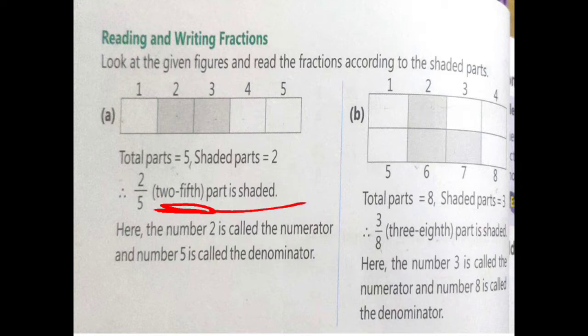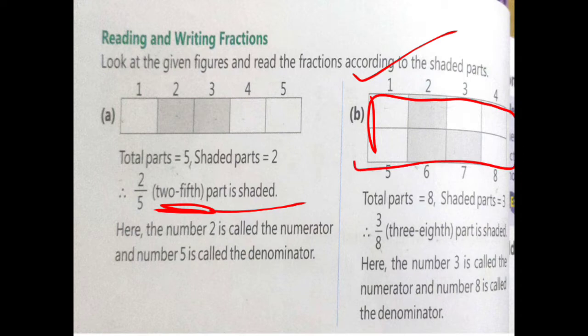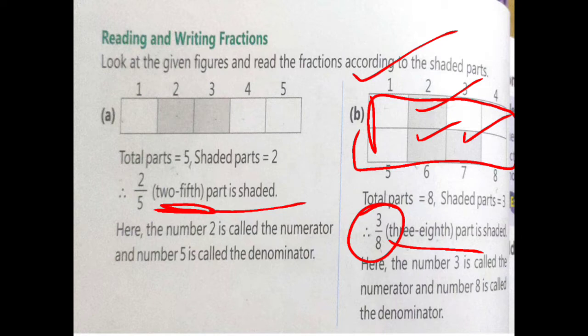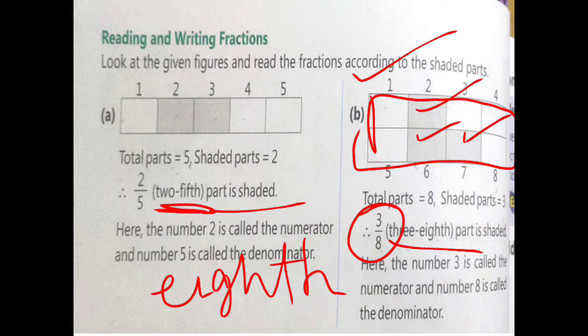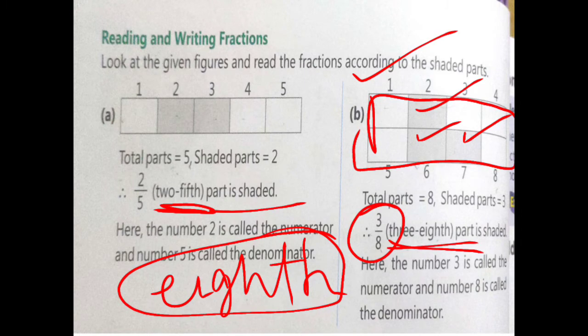If we come to another example on this page, how can you count the boxes? There are a total of 8 boxes, and how many boxes are shaded? 1, 2, 3. So how will you write the denominator and numerator portions? You write 3 upon 8, and you say it is 3/8. What are you adding extra? The th at the end. What is the spelling of 8? E-I-G-H-T. So you are adding H only in the case of 8. So it becomes 8th, 3/8.